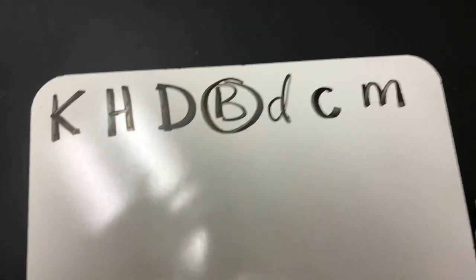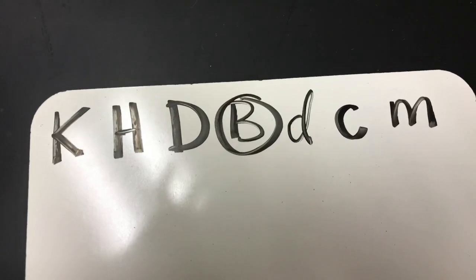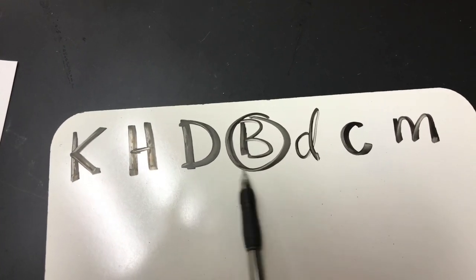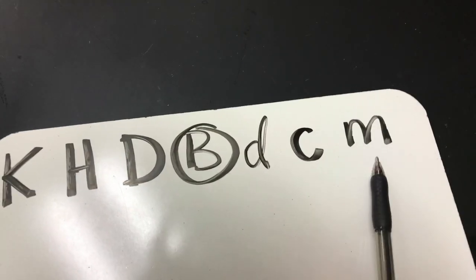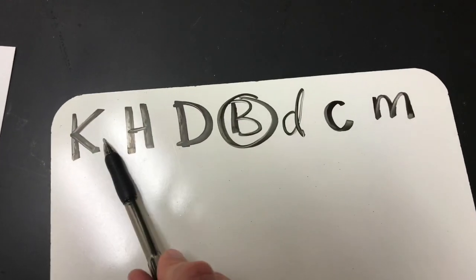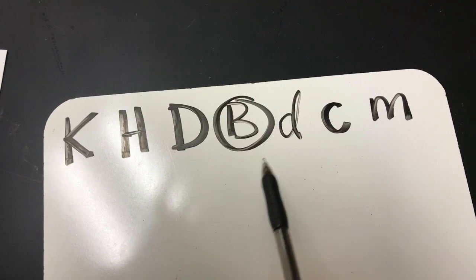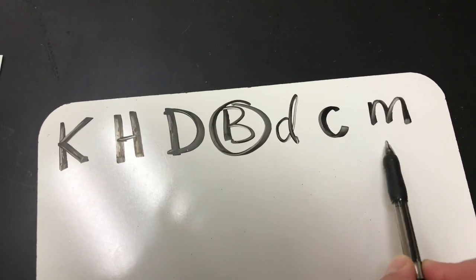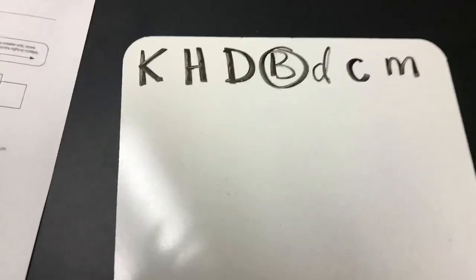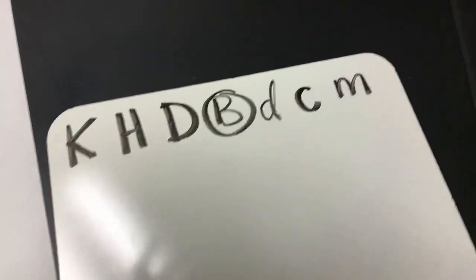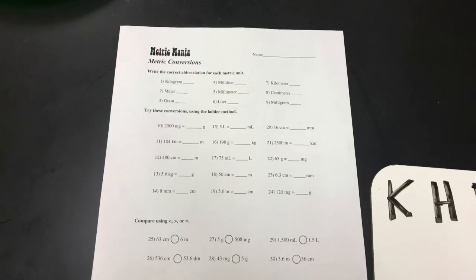First, the saying that you need to remember is King Henry died by drinking chocolate milk. Kilo, hecto, deca, your base units, so meter, liter, gram, deci, centi, milli. And then what you need to do for the ladder method. Here's an example from your homework.